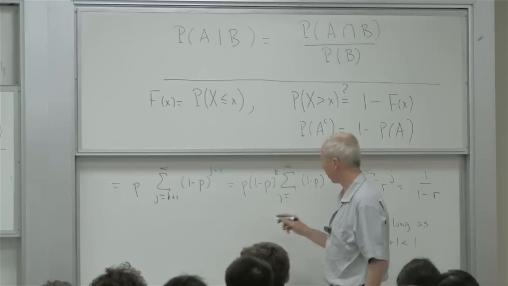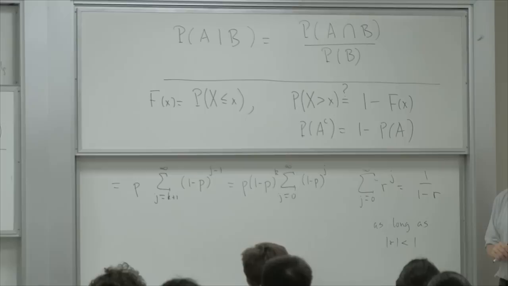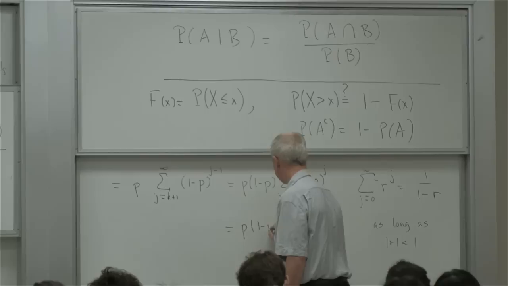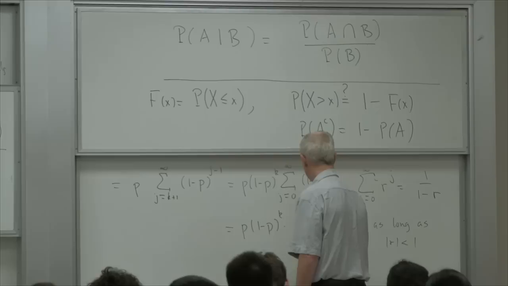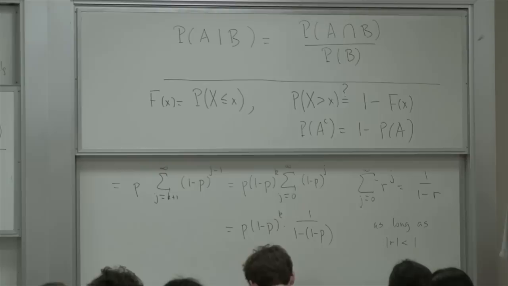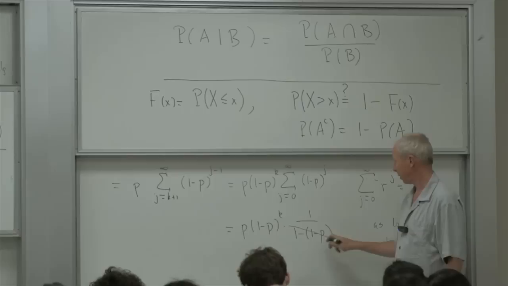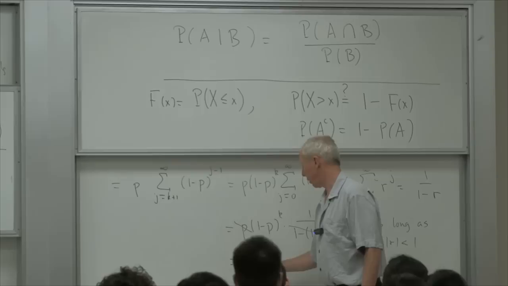In other words, we get the sum j equals 0 to infinity of (1 minus p) to the j, wouldn't we? And this, we can evaluate using that. So we get p times (1 minus p) to the k times 1 over (1 minus (1 minus p)). And 1 minus (1 minus p) is p. And here's a p. So this and this cancel, leaving (1 minus p) to the k.